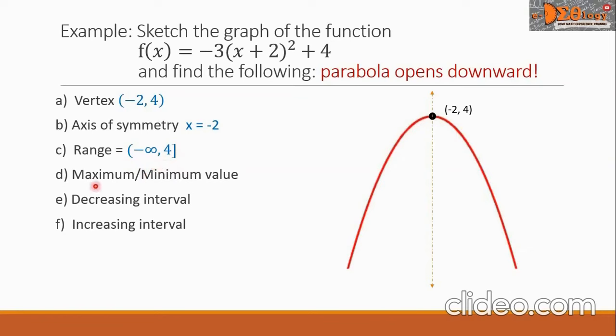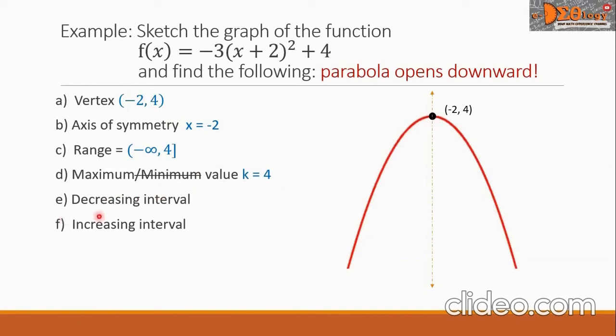Now for letter D, maximum or minimum value. The parabola opens downward, so we don't have a minimum value because the graph of parabola goes down continuously. So we have a maximum value here. And that value is equal to the k itself, and this k is that y-coordinate of the vertex. So we have k equals 4. So the maximum value is 4.